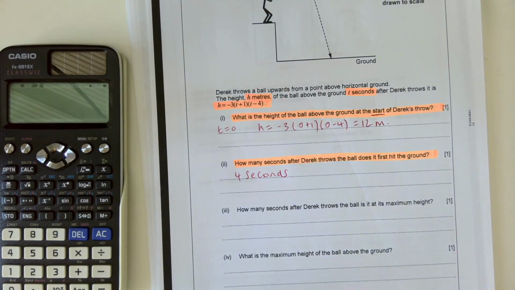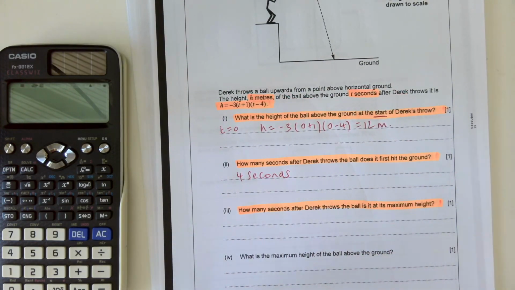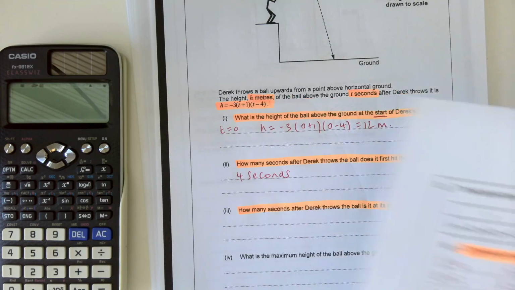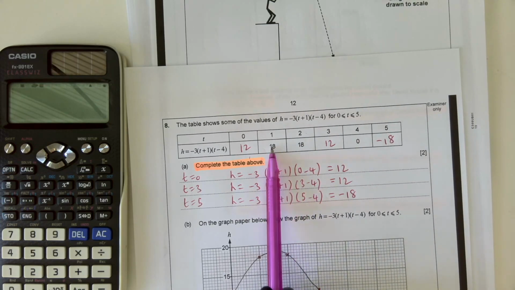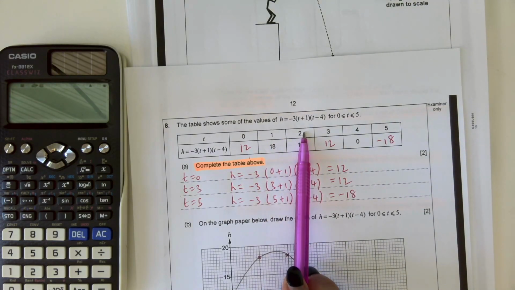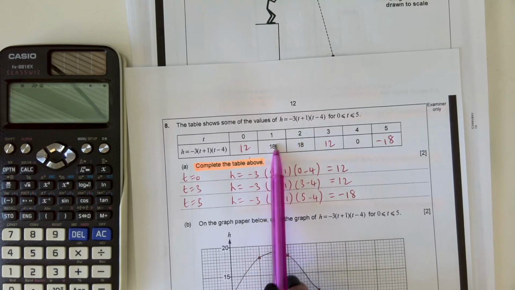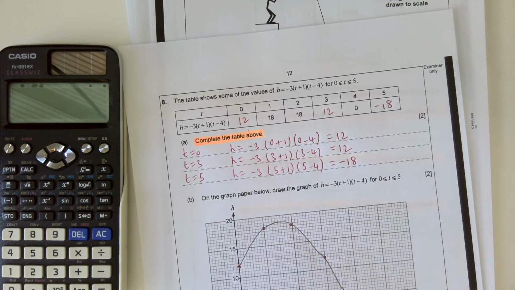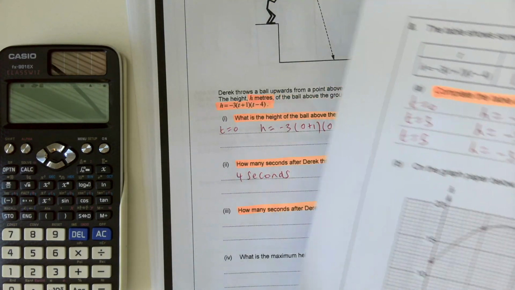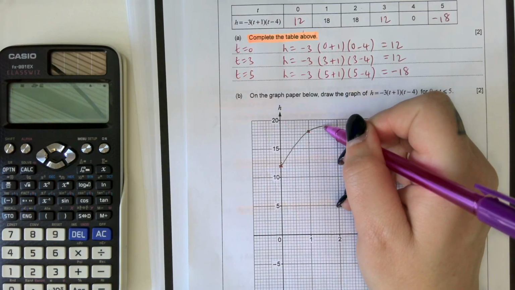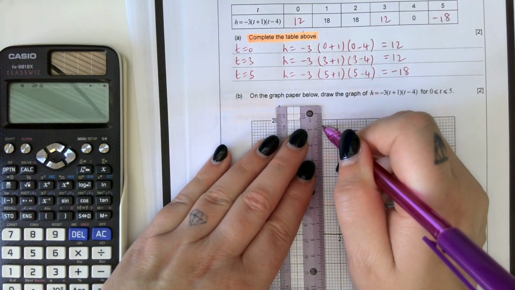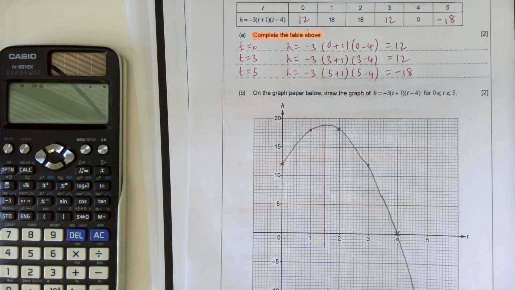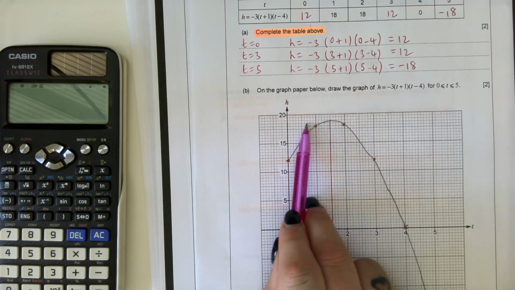Part 3. How many seconds after Derek throws the ball is it at its maximum height? So this is where we're going to have to go back to our graph because it's a curve, and the highest values we can see are at t equals 1 second and t equals 2 seconds, but something will have potentially happened here and we can see it did on our graph there. So what we're going to do is read down roughly where its highest point would be, and actually it's its line of symmetry, guys. So it's going to be halfway between 1 and 2.